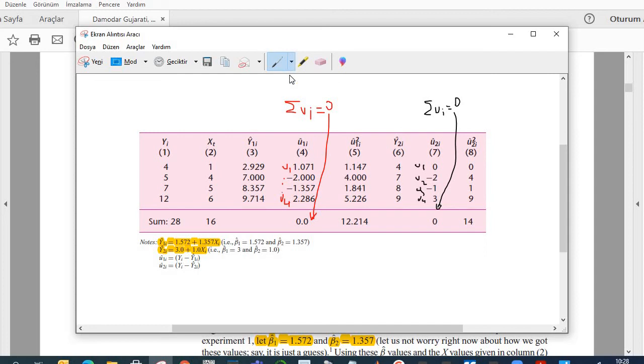So for the second criterion, we put squares. For the squares, for this one they obtained 12.2, and for this one, they obtained 14. So distance 1 is smaller than distance 2.